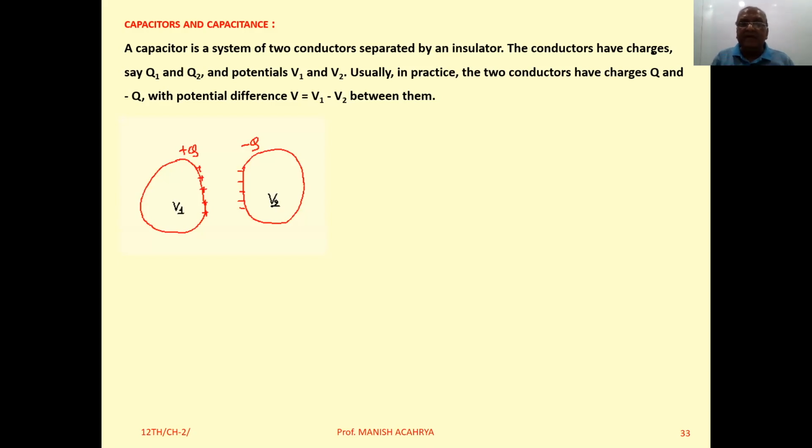And here, irrespective of the shape and size of the conductors which are used to form a capacitor, they will be termed as plates of the capacitor. The conductor on which positive charge is deposited is called the positive plate of the capacitor, and the conductor on which negative charge is deposited is called the negative plate of the capacitor. Clear to all of you?